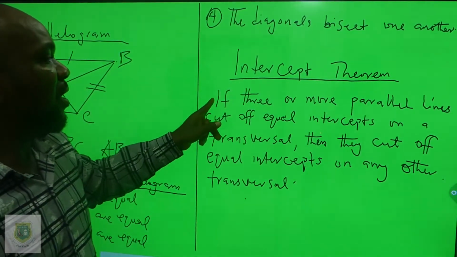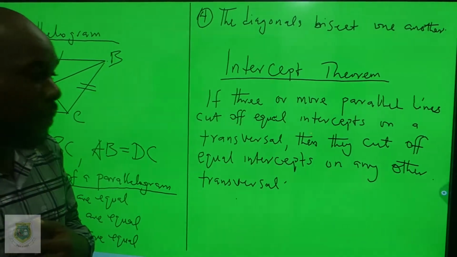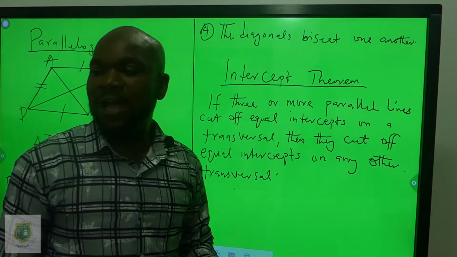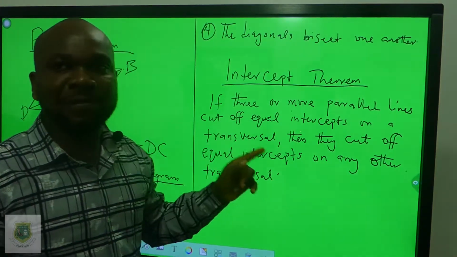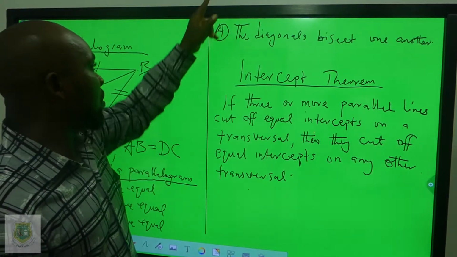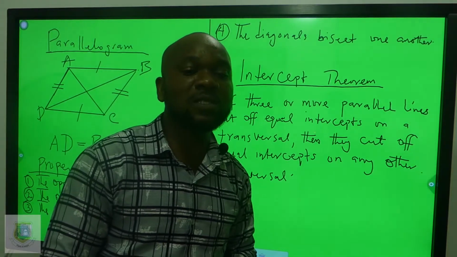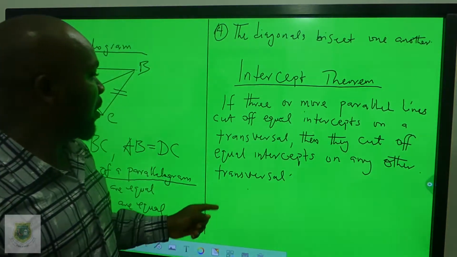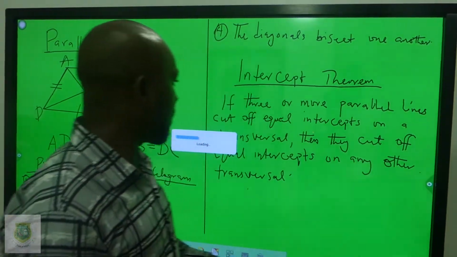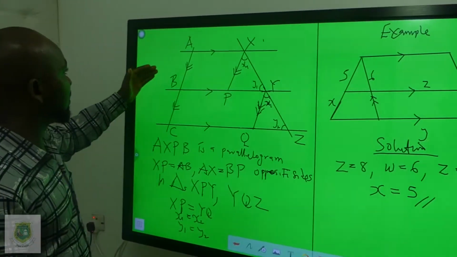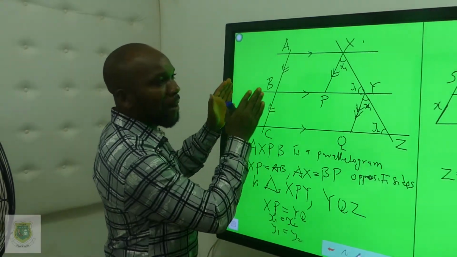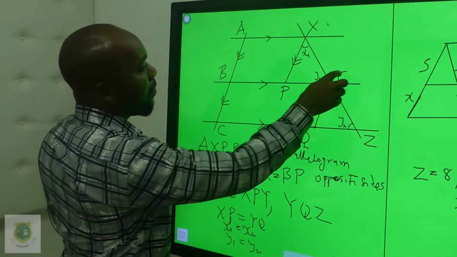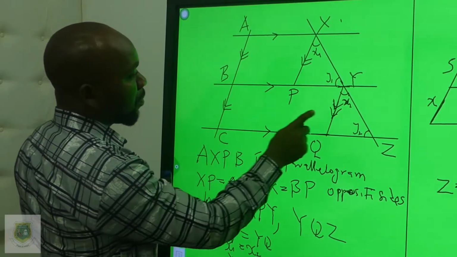In that intercept theorem, it says that if three or more parallel lines cut off equal intercepts on a transversal. Remember in your last lesson, I told you about transversals. When you have two parallel lines, the transversal is one that cuts the two parallel lines, whereby you get corresponding angles, vertically opposite angles, alternate angles. Look at it here. You have two parallelograms: AXPB, and the next one is BYQC. Parallel lines.